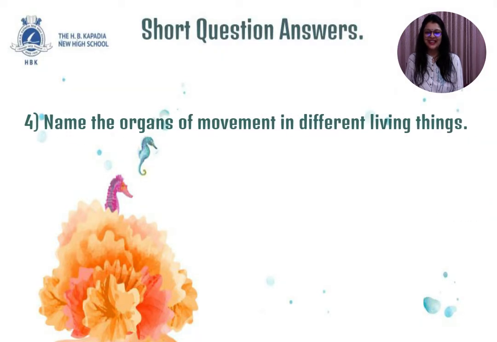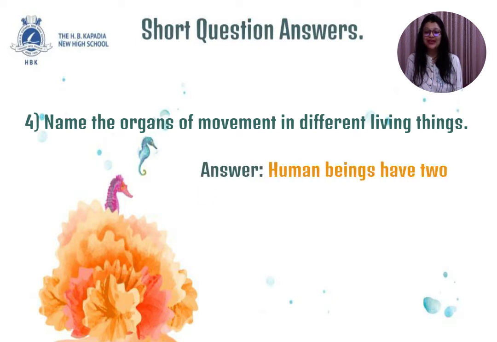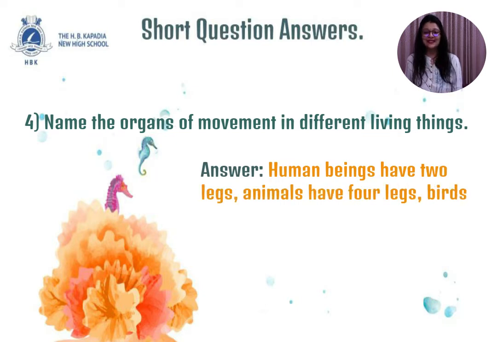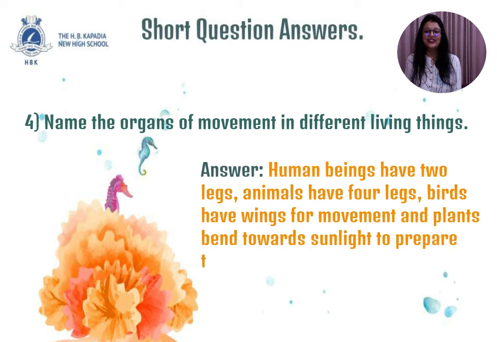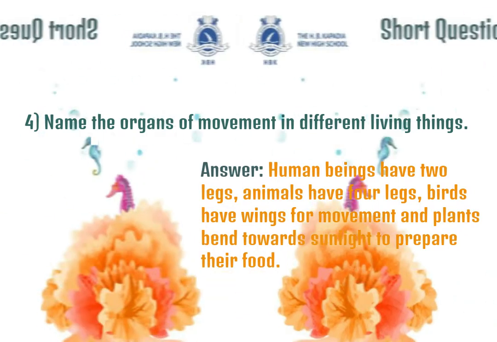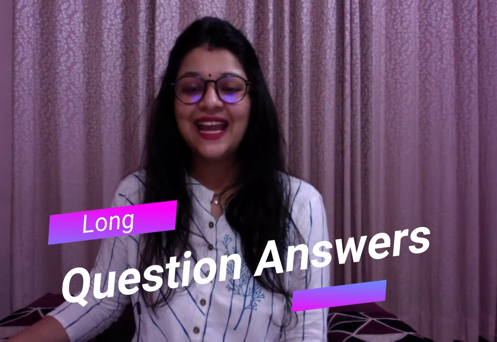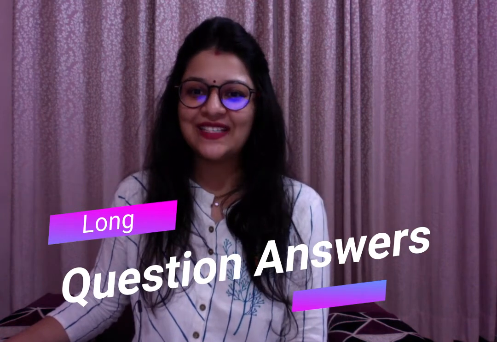Fourth question, name the organs of movement in different living things. So, the answer is human beings have 2 legs. Animals have 4 legs. Birds have wings for movement. And plants bend towards sunlight to prepare their food. Now, let's come to the long question answers.